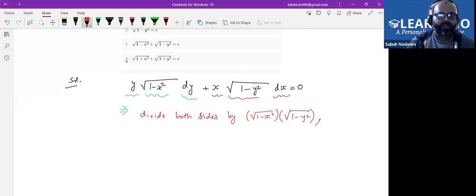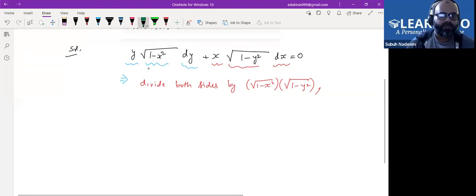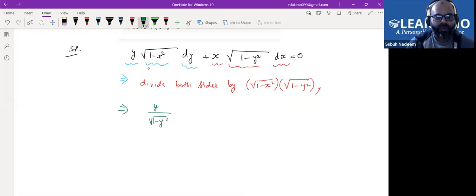So when we do this, it becomes y by square root of 1 minus y square dy, because we are dividing by square root of 1 minus x square into square root of 1 minus y square. So square root of 1 minus x square is getting cancelled. In the other one, square root of 1 minus y square is getting cancelled and square root of 1 minus x square will remain. dx equal to 0.